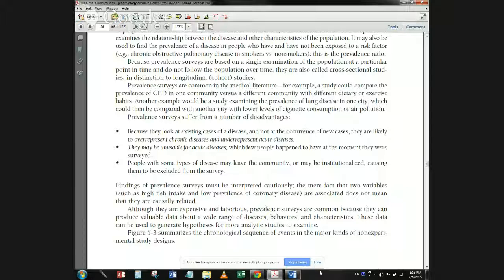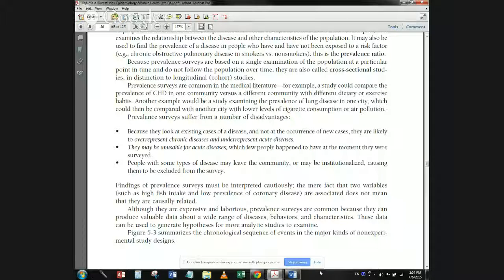Prevalence surveys are common in the medical literature. For example, a study could compare the prevalence of coronary heart disease in one community versus a different community with different dietary or exercise habits. Another example would be a study examining the prevalence of lung disease in one city, which could then be compared with another city with lower levels of cigarette consumption or air pollution.